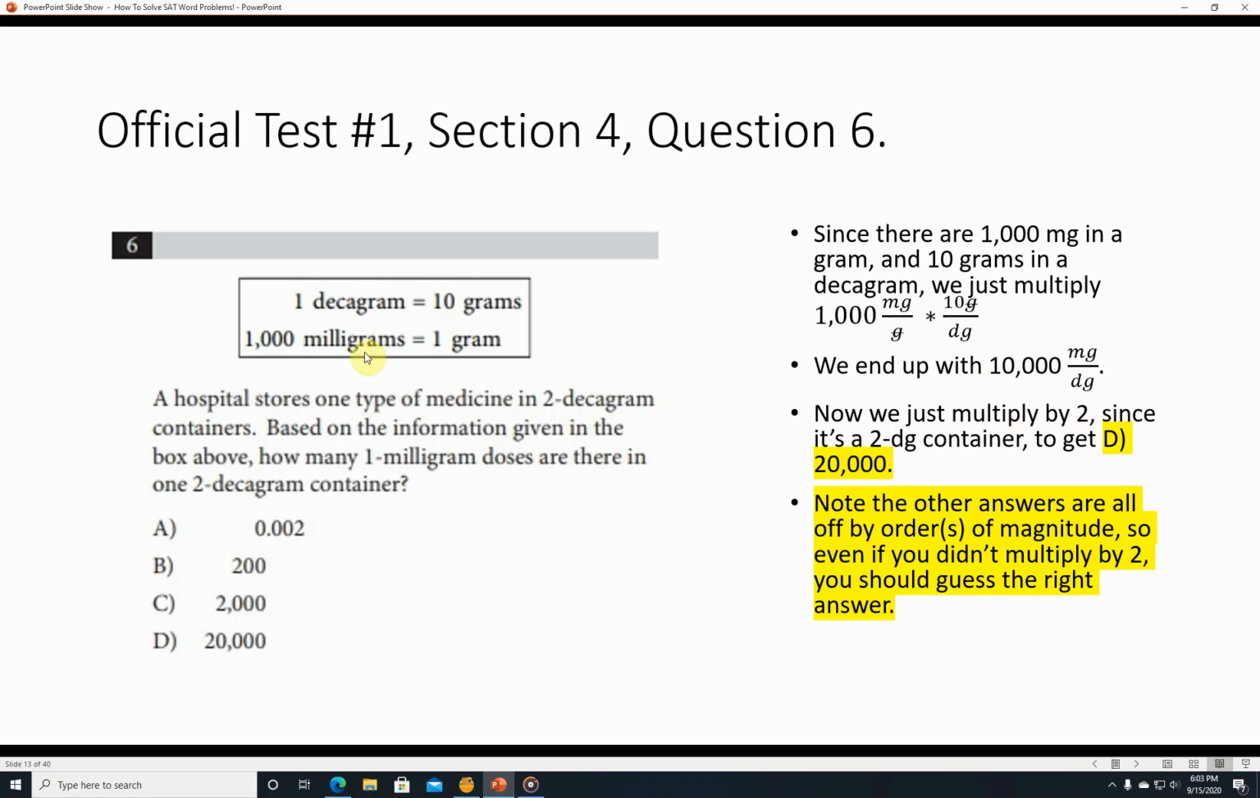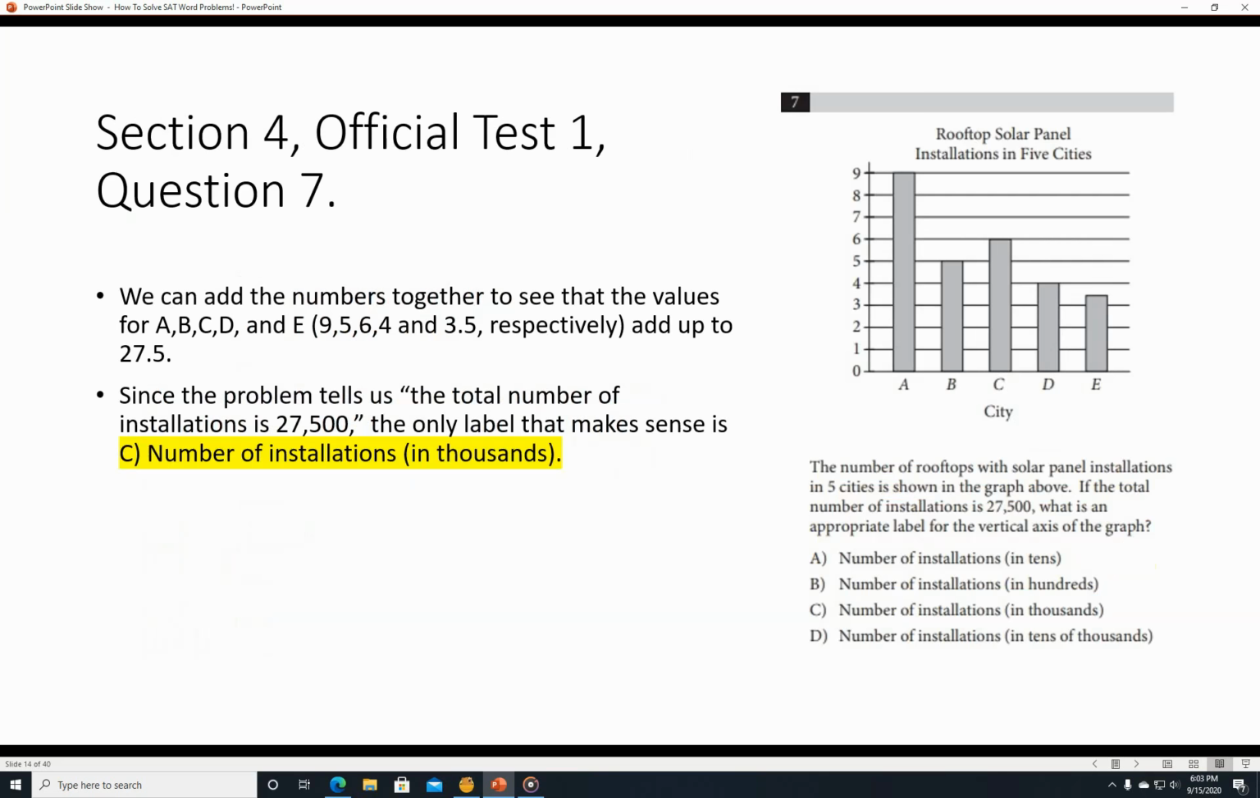And yes, the first time I did this problem, I didn't notice that it said 2 decagrams, so I was wondering why all these are a factor of 2. Note the other answers are all off by orders of magnitude, so even if you didn't multiply by 2, you should be able to guess the right answer, which of course I did, and quickly realized, oh, they said 2 decagram. So don't be afraid to reread problems. If you don't see the answer you got as an answer choice, you better go back and check. Section 4, official test number 1, question 7.